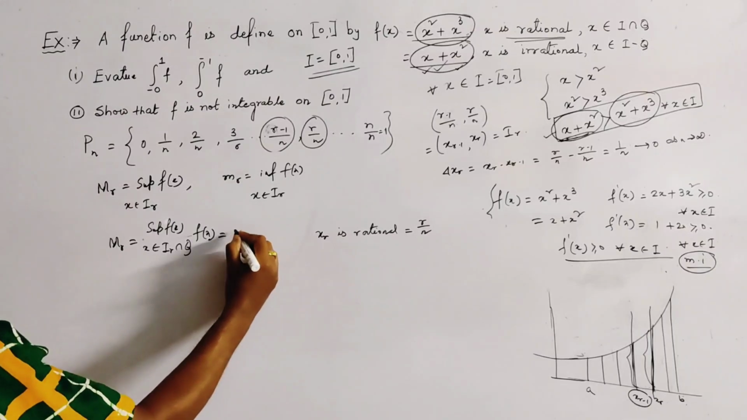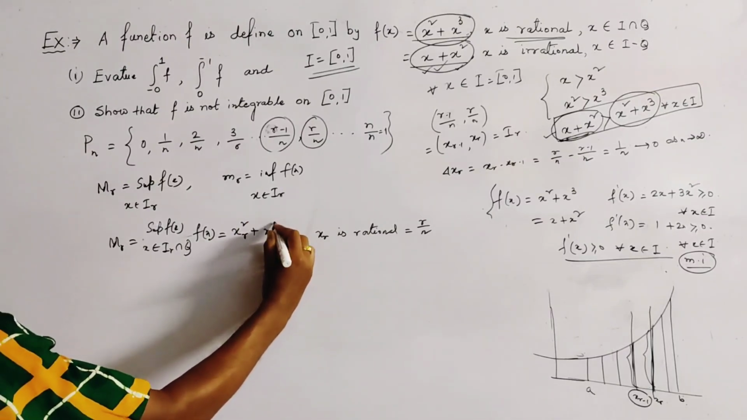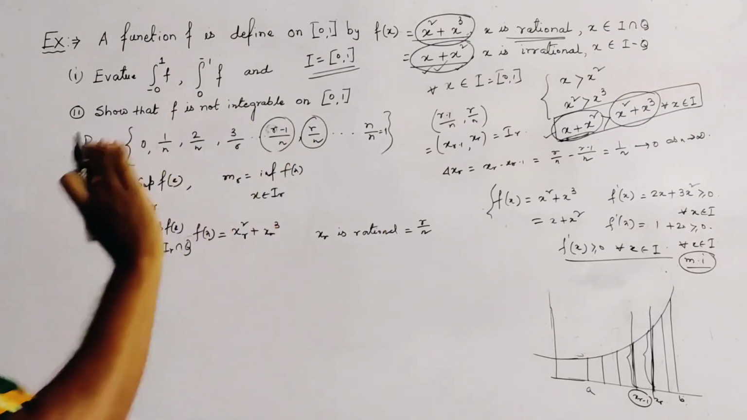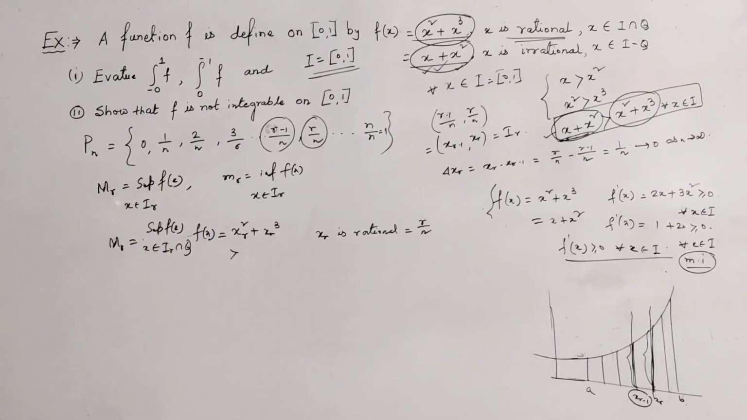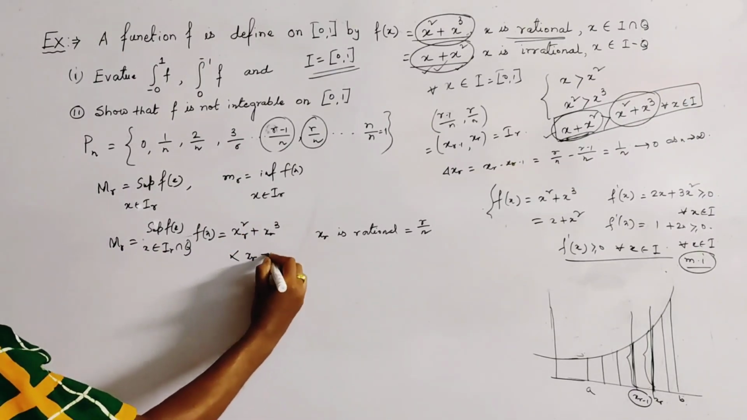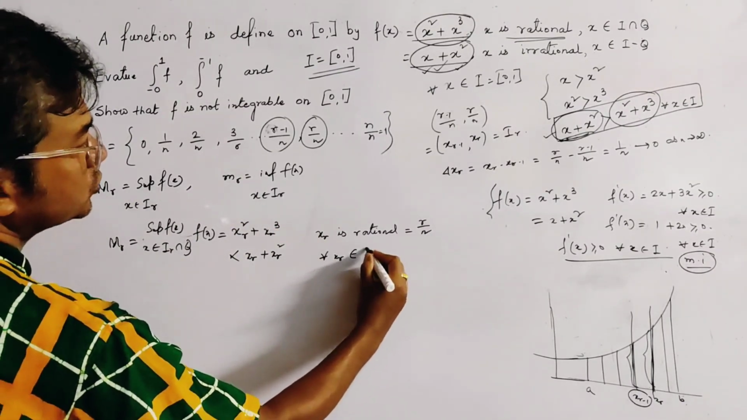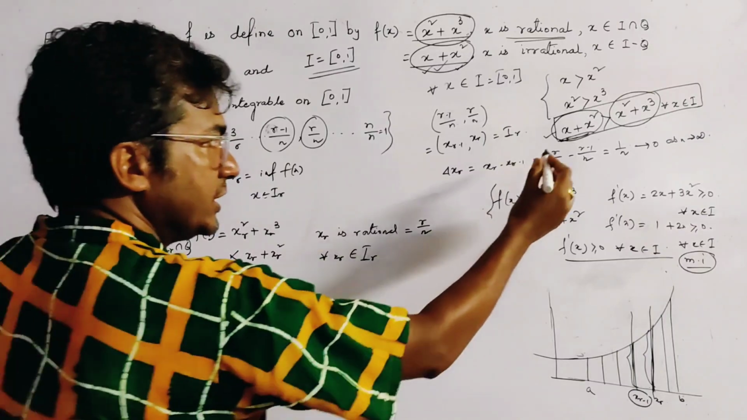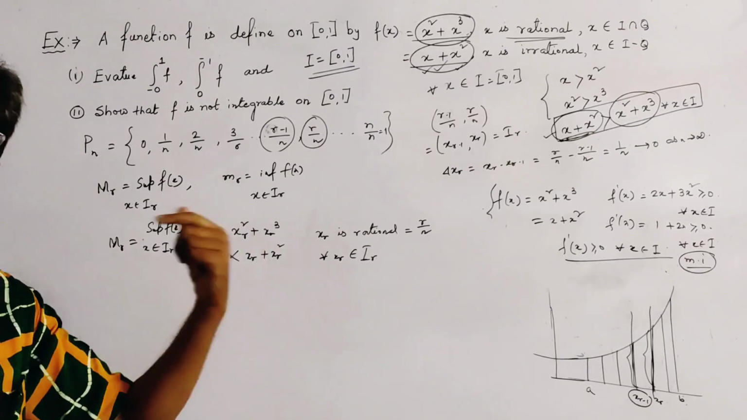And so we first write xr square plus xr cube. Okay, this is the supremum if xr is rational, right? But we know that this is less than xr plus xr square for all xr belongs to IR. This xr may be rational or irrational, because this relation holds for all x belongs to IR also.